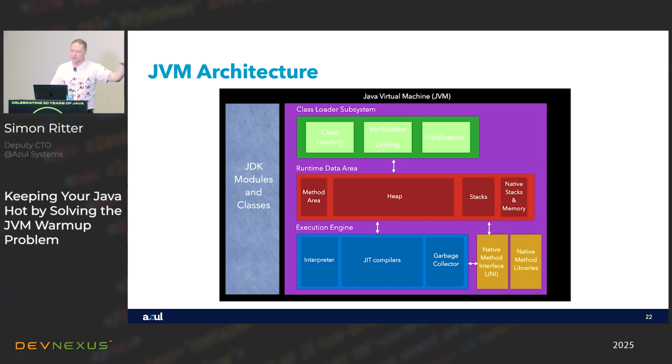And the execution engine is where you've got the interpreter that generates these templates and then uses those to execute the bytecodes. You've got your JIT compilers, C1 and C2. You've got your garbage collector, and then you've got JNI and native method libraries on the right. So what we did was we looked at this and said, okay, how can we improve things? And the easiest way to do this is to focus on JIT compilation, because that's where warm-up happens. Warm-up is all about compiling stuff as we run the application.